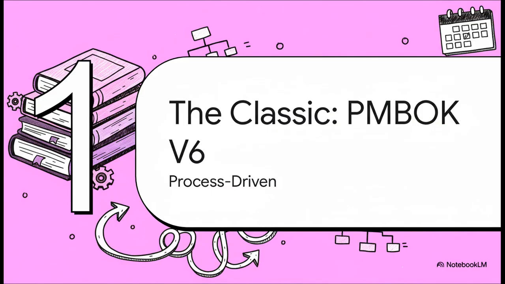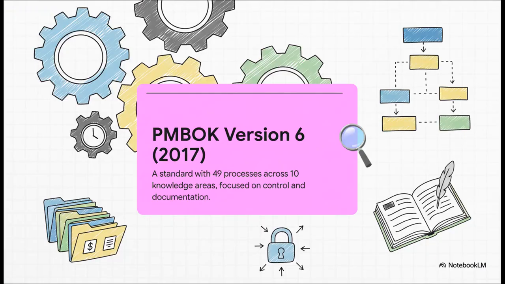All right, let's kick things off by hopping in our time machine and going back to 2017. We're landing in the era of a version that many of us know inside and out, the classic process-driven PMBOK version 6. Version 6 was all about structure. Its entire philosophy was built on these 49 very distinct processes, all neatly organized across 10 knowledge areas. Scope, schedule, cost, the usual suspects. The name of the game was control and really, really thorough documentation.